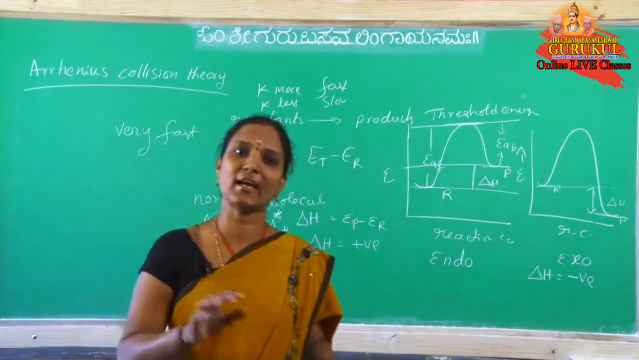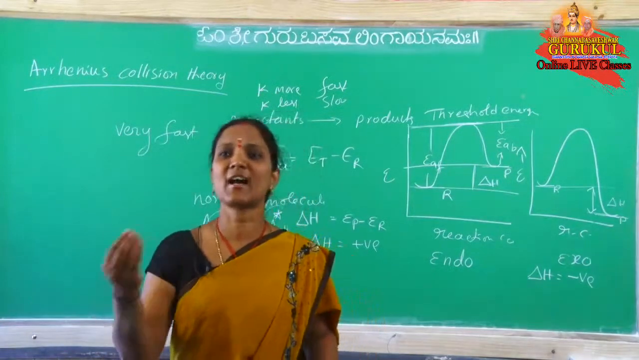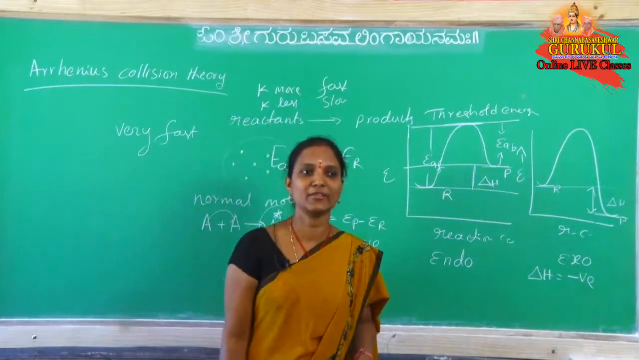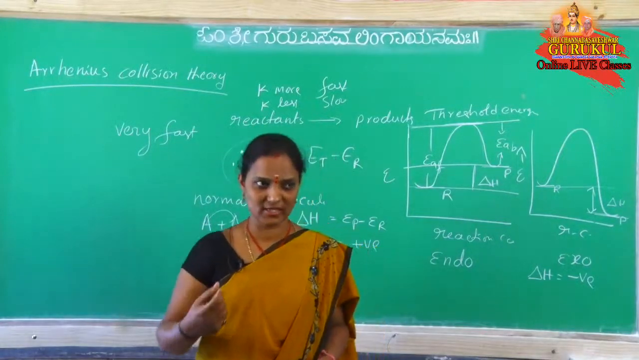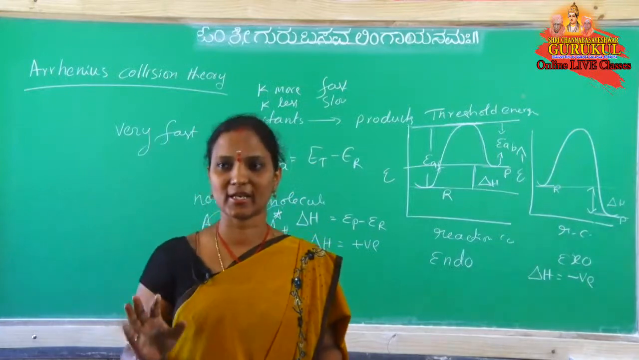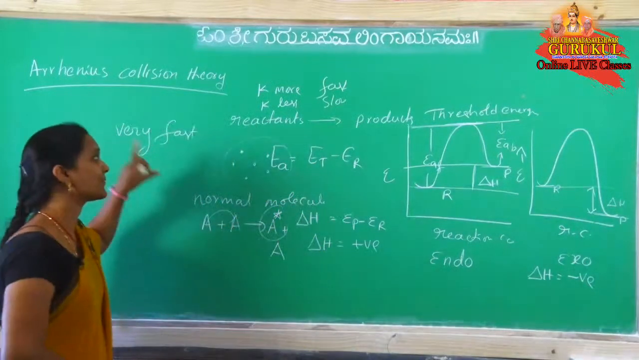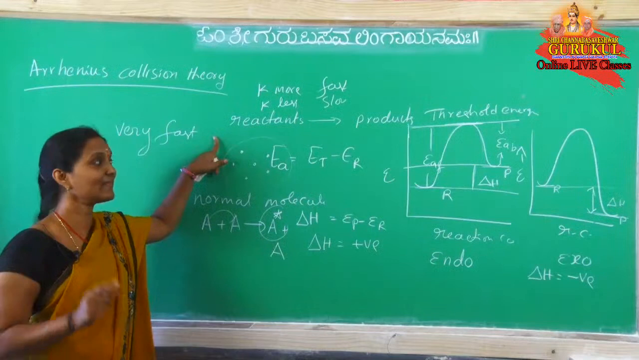In the 4 options, they will give activation energies, and ask which is the fast reaction. How to identify? Where the activation energy is less, that is the fast reaction. Anyhow, let us come to these postulates. So, what is the first one?